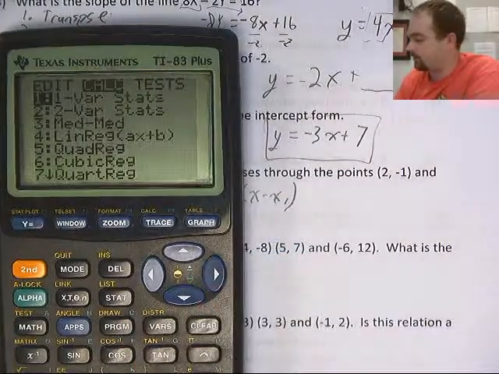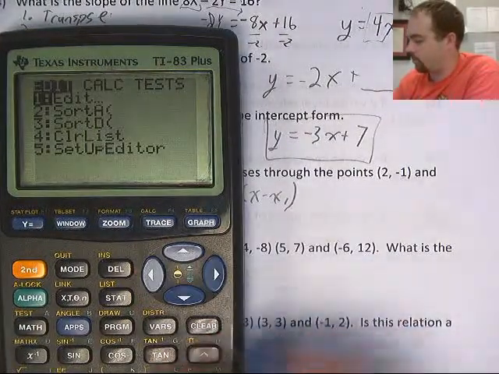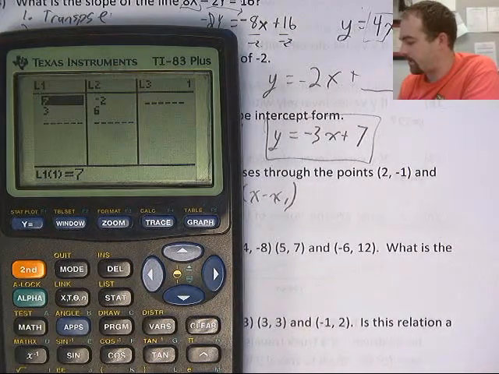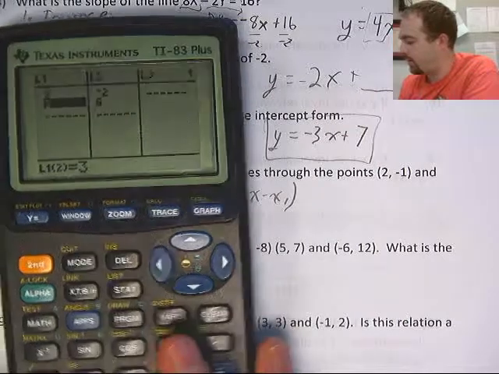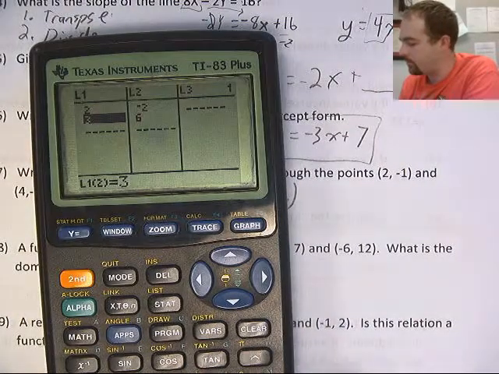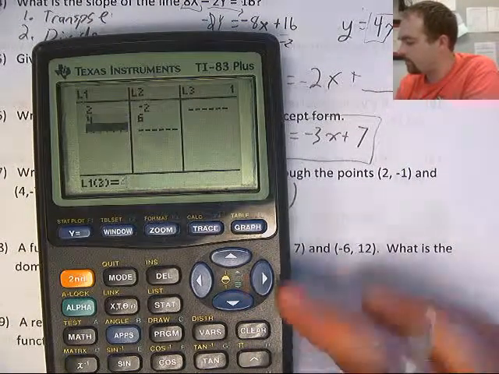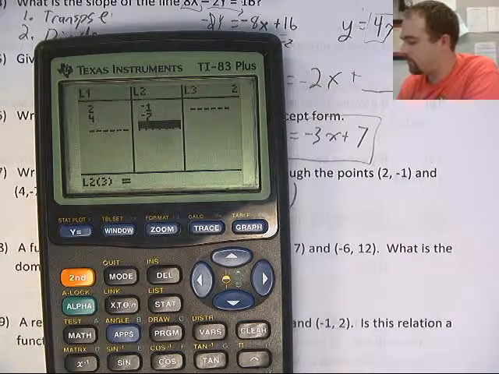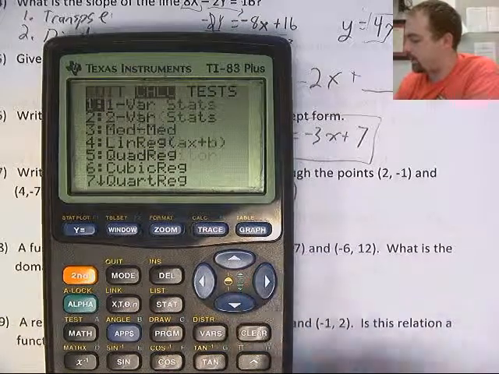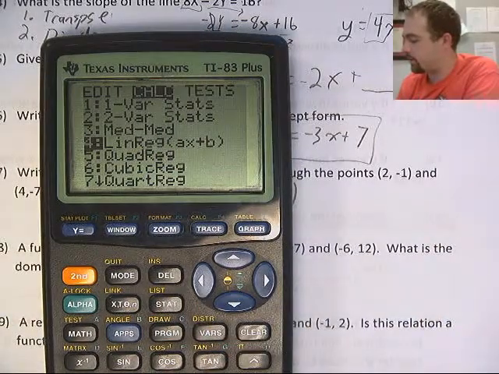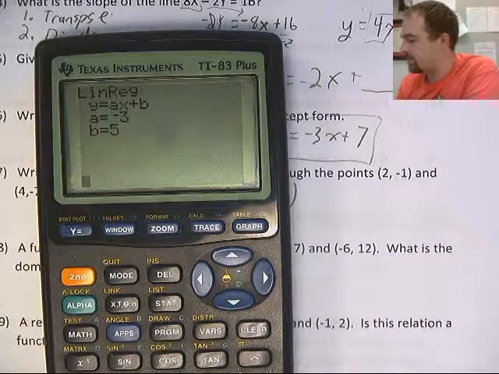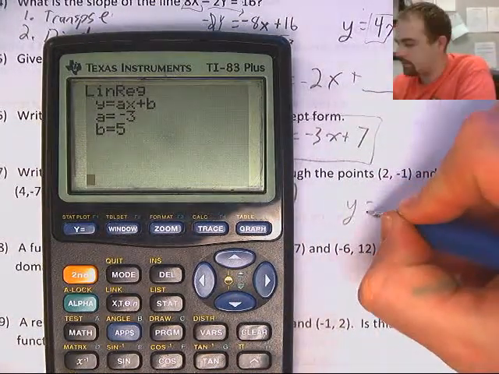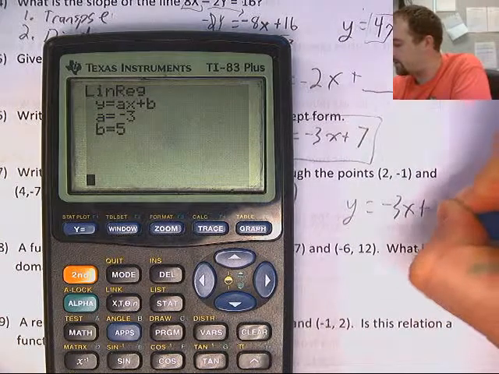Stat, 1 gives me to edit, and I can just type right over these. My x values are 2 and 4. My y values are -1 and -7. Stat calc option 4 is linear regression. And this time I want the entire equation, so I'm just going to write y equals -3x plus 5.